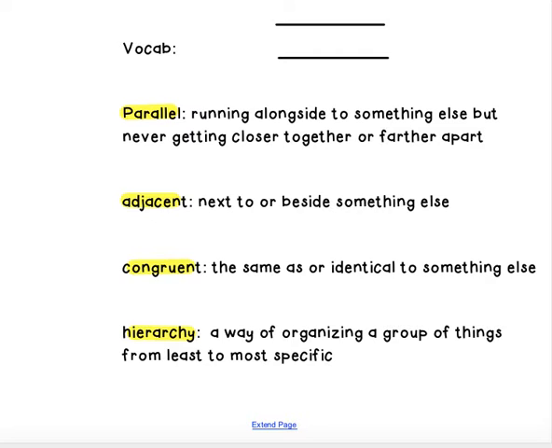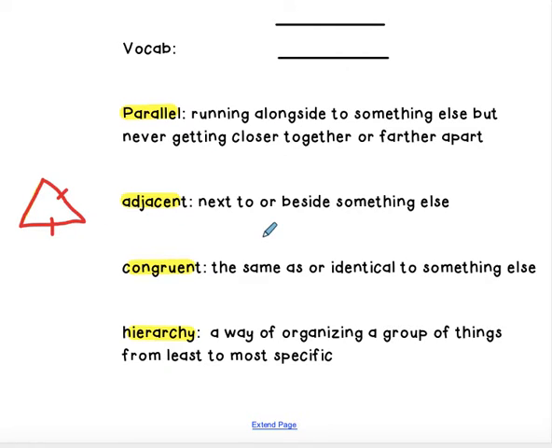The next is adjacent. Okay, adjacent just means next to or beside something else. So like if we talk about the adjacent sides, oh, let's not do that in yellow. The adjacent sides of a triangle. Okay, so like this side right here is adjacent to this side because they're right next to each other.